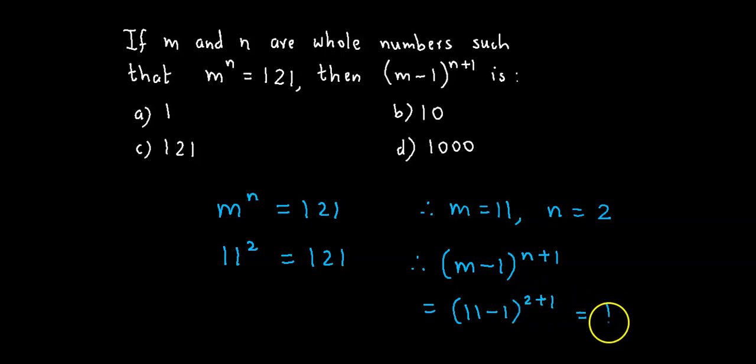अब 11 minus 1 होता है 10 and 2 plus 1 ये हो गया 3. So 10 cube is 1000. तो इसका सही आंसर है ऑप्शन डी 1000.